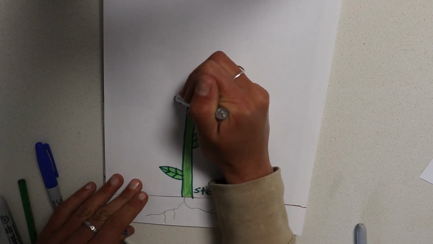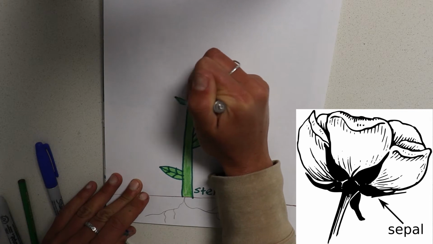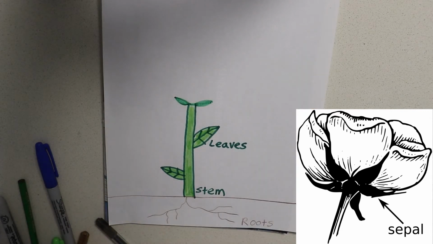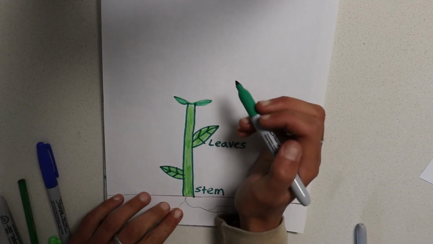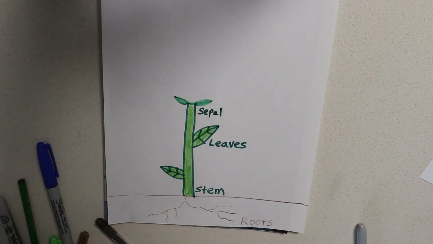Now we are going to draw the sepal at the top of the stem. Why do you think the sepal is important to the flower? The sepal may look like a leaf, but its job is to support the petals when the flower is in bloom.